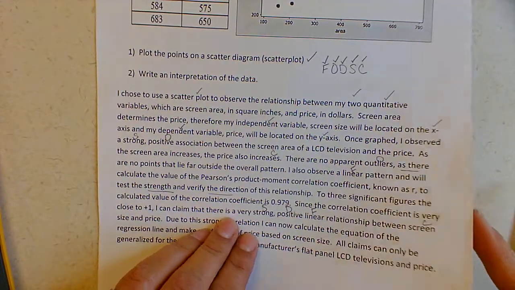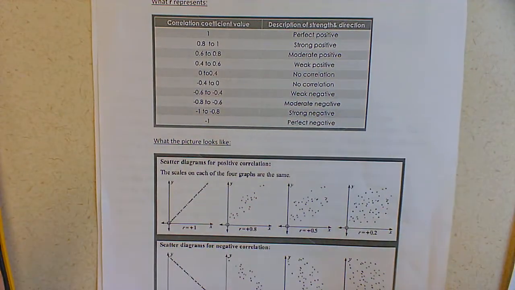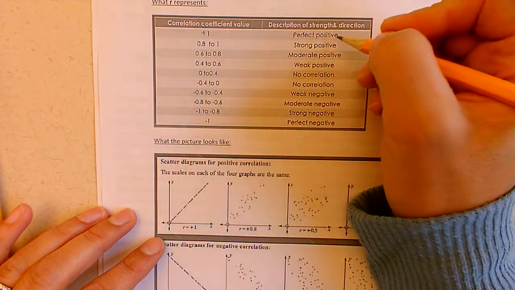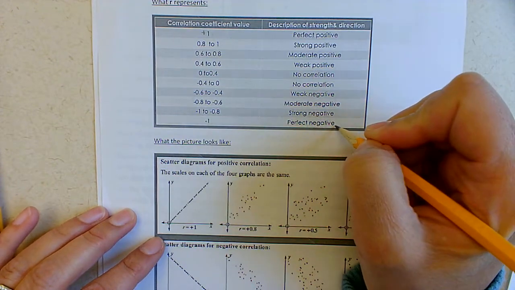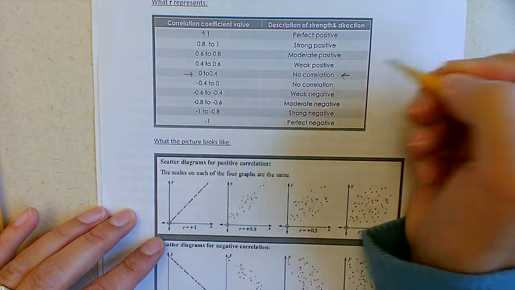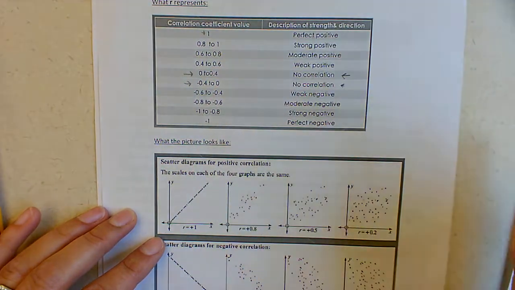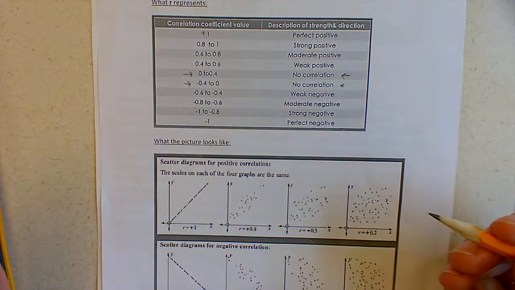Now you also have a nice typed up sheet that tells you if it's strong, perfect, positive strong, moderate, weak, no correlation. So here, this is +1, perfect positive. And it goes all the way down to -1, perfect negative. I need you to notice that when it is very close to 0, that's when we get no correlation, meaning we don't have a linear pattern. There may be another pattern, but we just know it's not linear. Okay, we can put this sheet aside.